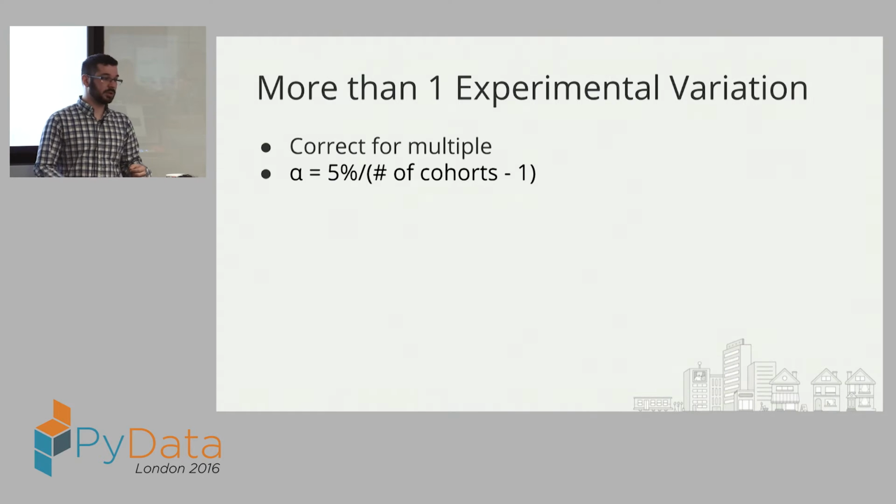OK, so there's one more thing that needs to be changed. Since we now have multiple variations for our color experiment, we're going to need to do a little bit of refactoring and recalculating our sample size. And this is just a simple correction. All you need to do is update your alpha value for the number of variations that you're running.